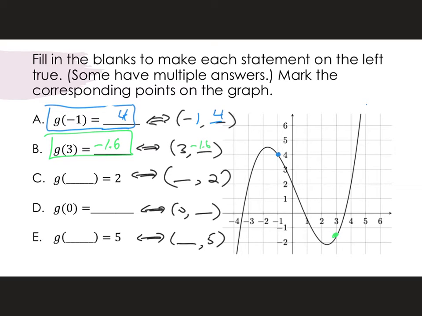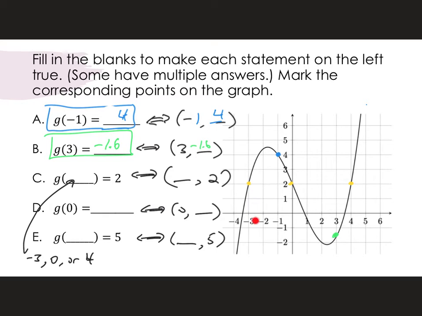Part C is a little bit different because we're given an output. I'm told that the second coordinate is going to be 2, and so the second coordinate 2 means it could be several different points. So it could be this point, or this point, or this point. All three of these points are on the graph, and their second coordinate is going to be 2. So there's 3 different answers for what can happen in part C. So the number that goes here could be -3 as the input, could be 0, or it could be 4.